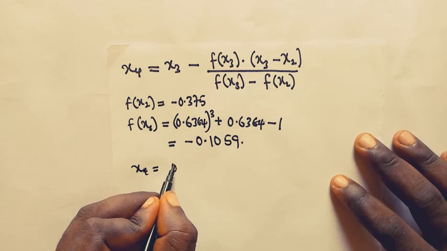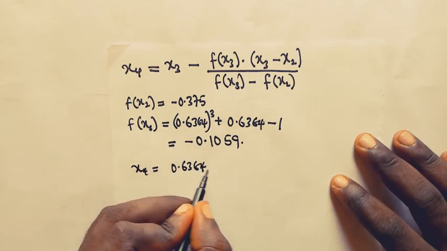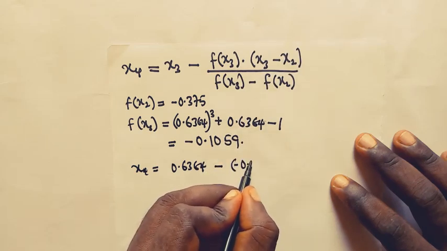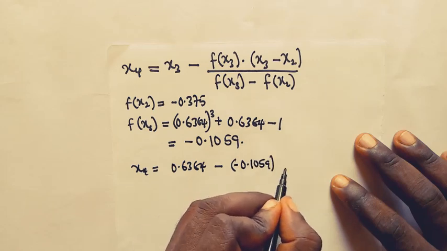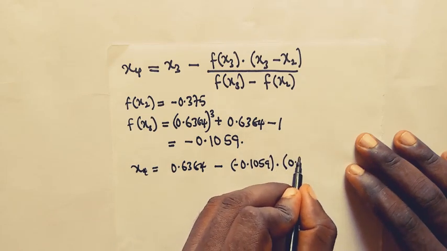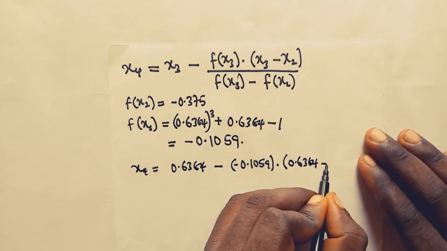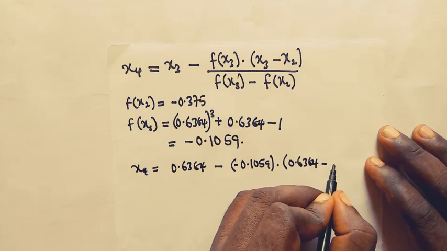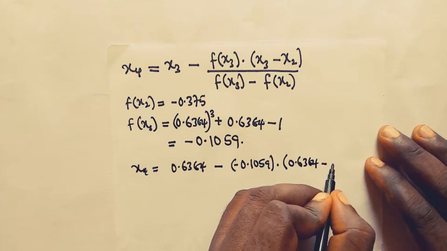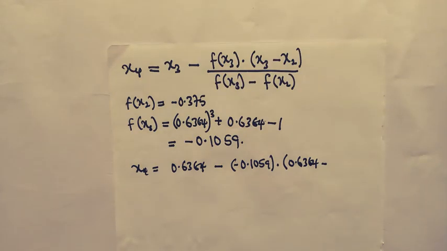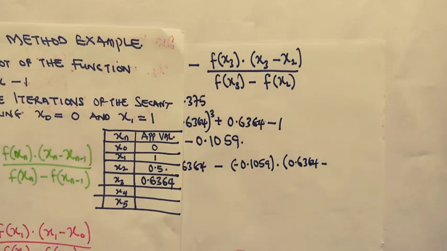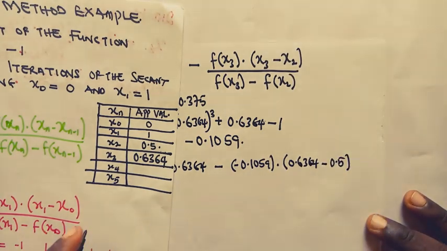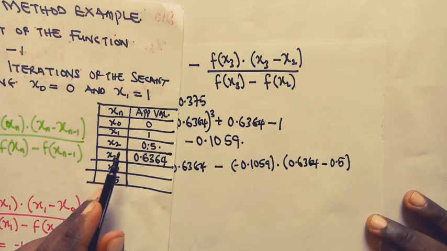All right, and then we use this in the formula to say x4 is now equal to x3, which is 0.6364 minus f of x3, now minus 0.1059, multiplied by x3, 0.6364, minus x2. Our x2 was, let me quickly check from the value table, my x2 is 0.5. As we can see from here, x2 is 0.5.